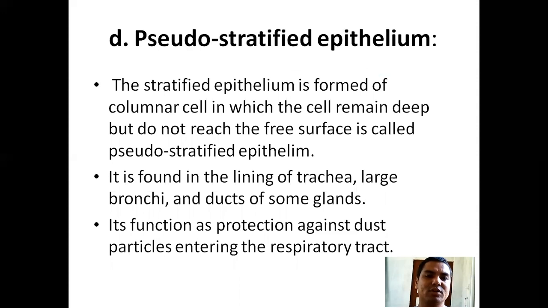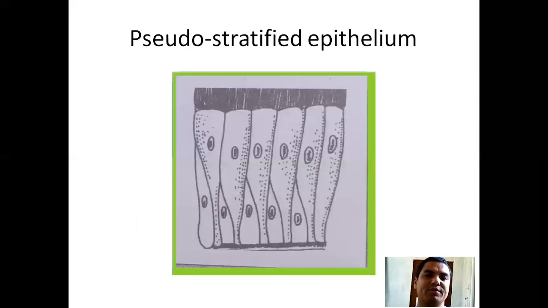Pseudostratified epithelium is the tissue which consists of smaller and larger columnar cells on a single basement membrane. It is found in the lining of the trachea, large bronchi, and ducts of some glands. Its function is protection against dust particles entering the respiratory tract. See here the figure of the pseudostratified epithelium. Smaller elongated cells are present below the larger elongated or columnar cells, and cilia are present on the free surface.